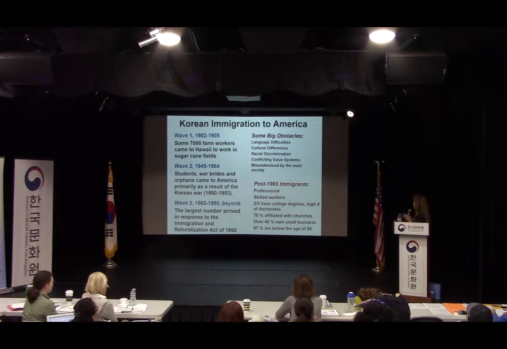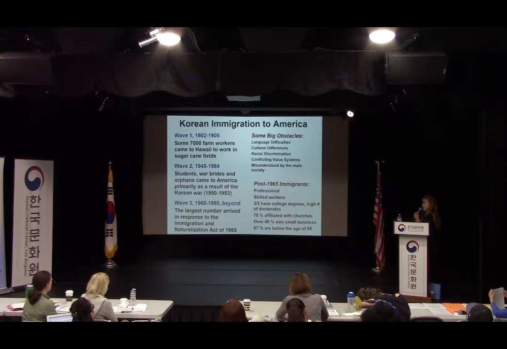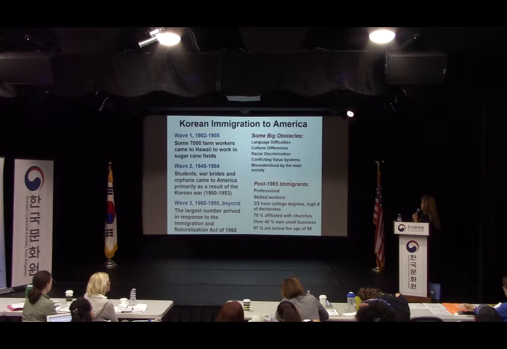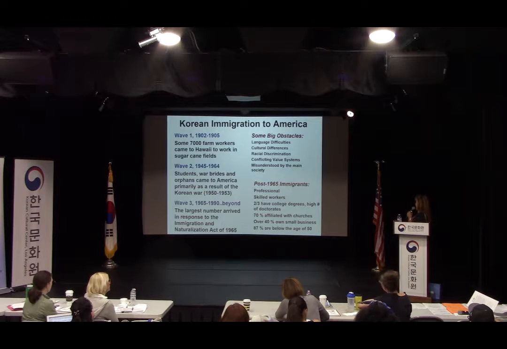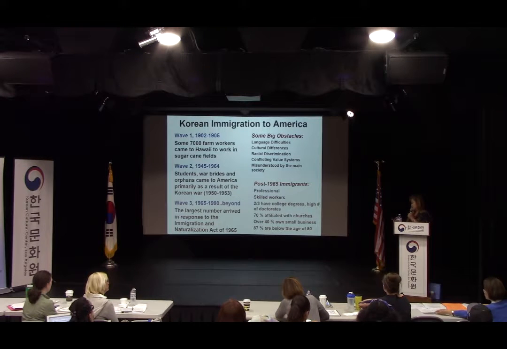Okay? Post-1965 immigrants were professionals and skilled workers, and two-thirds of them already had college degrees. They have a high number of doctorate degrees, and many were affiliated with churches, 40% owned small businesses, and about 87% were below the age of 50. So people came for different opportunities.